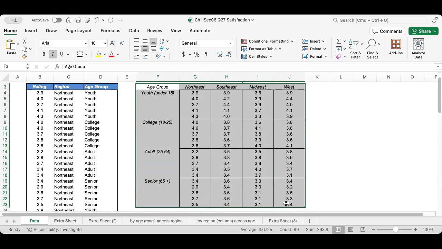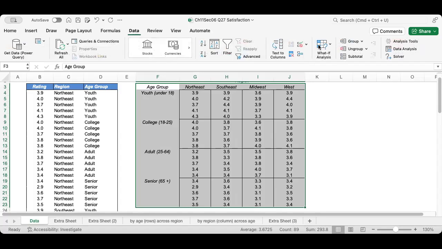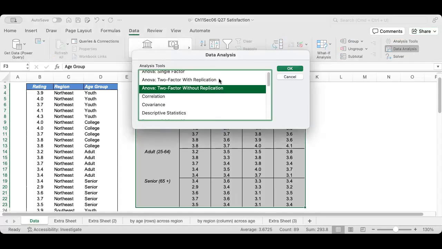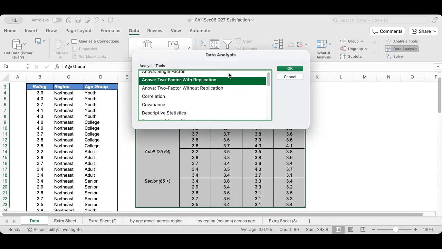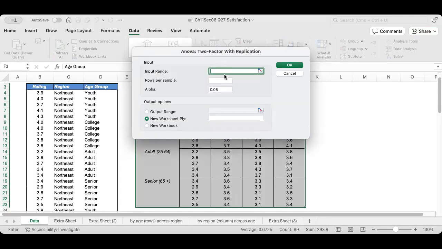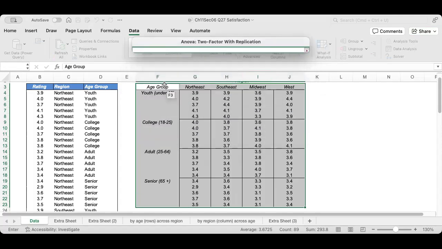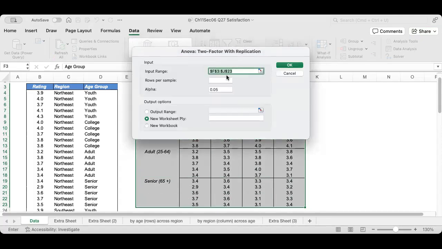I'm doing an ANOVA, 2 factors with replication. Data, analysis, with replication. So I say, okay, and it says, where's your input? My input is here. How many rows per sample? I need to count in the box. Now, in this case, we have balanced data. So I can say it's the same, it's 5 rows per block. Even if we have unbalanced data, I'm going to take the largest block size.